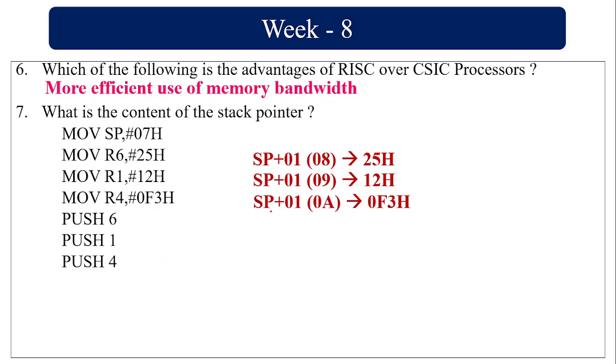The last is push 4. So stack pointer should be incremented by 1. So 09 is incremented by 1. It becomes 0A. Then the content is pushed here. So now the stack pointer value is going to be 0A.